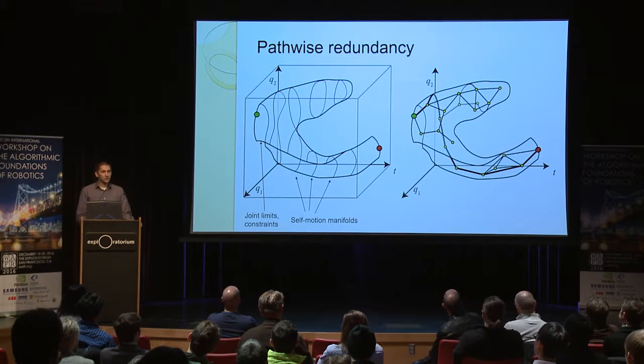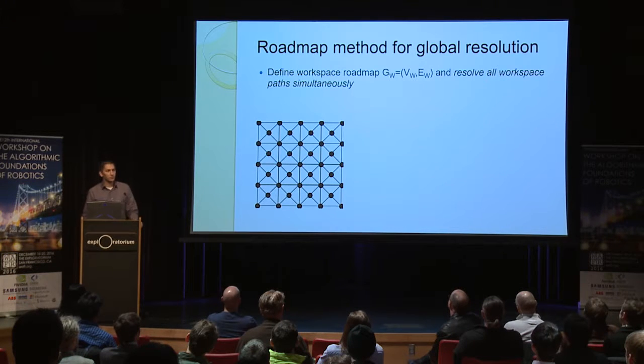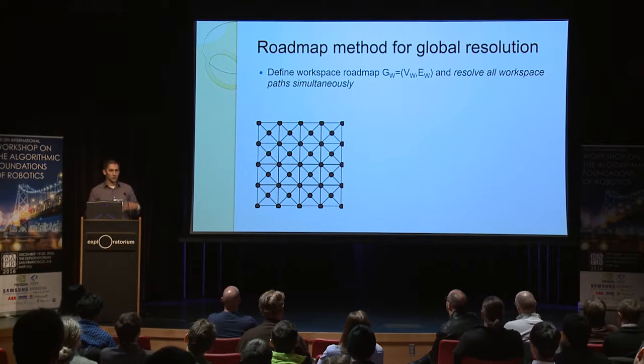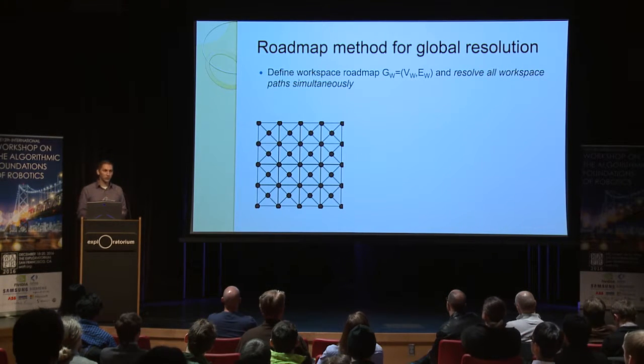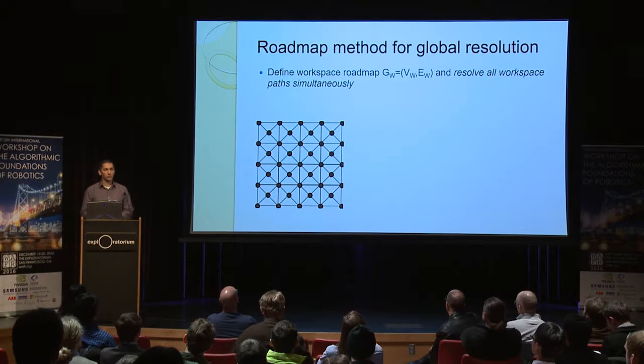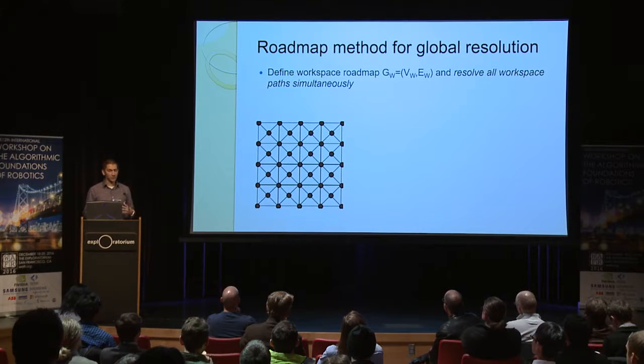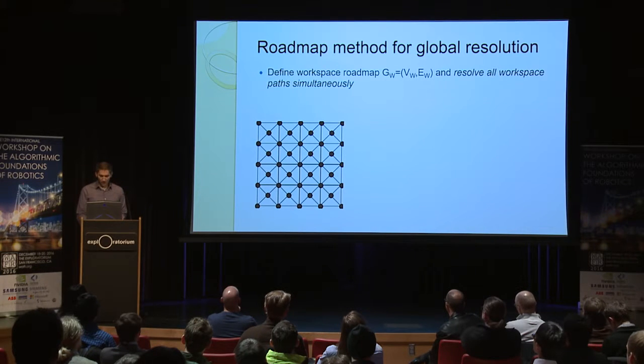If we want to extend this to a higher dimensional problem, I proposed a roadmap method. Rather than having a single path, what I start out with is some sort of roadmap on the workspace. This is a workspace roadmap. In this case, it's a grid, although you might also think about other kinds of, say, randomized roadmaps as well. But the key thing is that the algorithm we're seeking resolves all of the workspace paths simultaneously, with paths that basically form a sort of network on this roadmap.